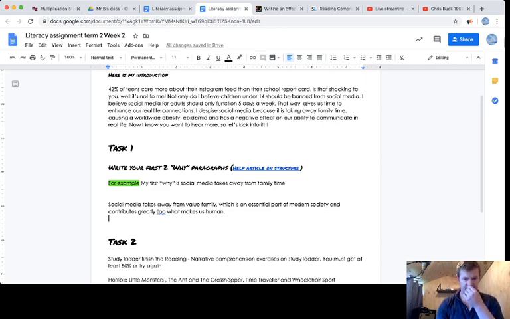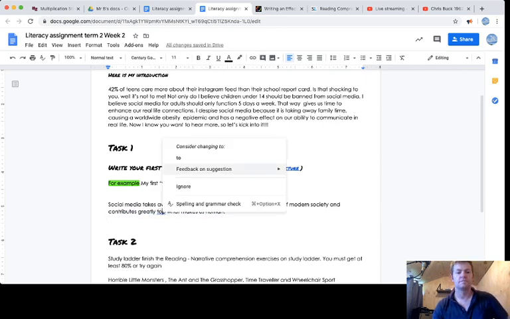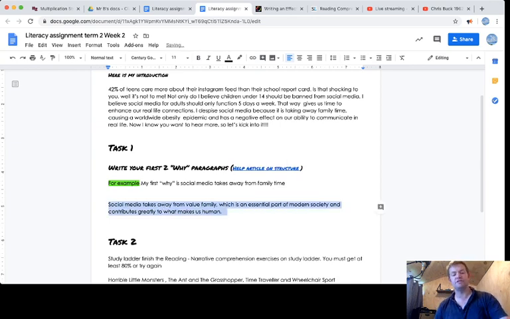So that's my first. Social media takes away from valuable family time, which is an essential part of modern society and contributes greatly to what makes us human. So that's an example of me not actually reading what I've written, but reading what I thought I'd written. So that's my topic sentence. I've just thrown it out there.